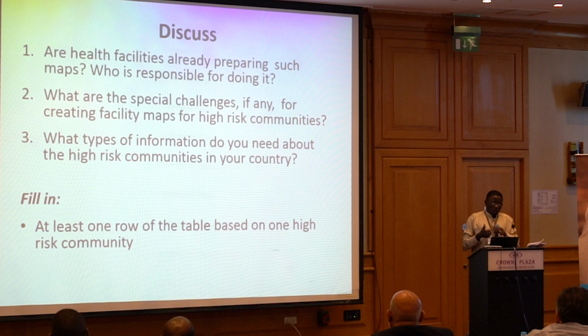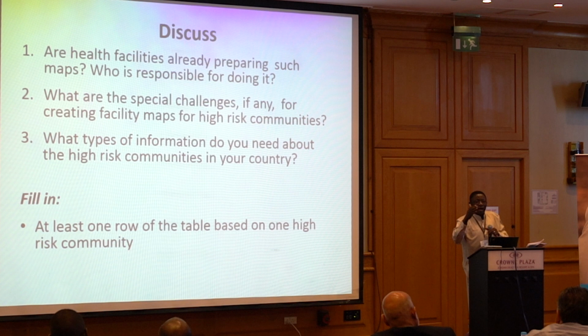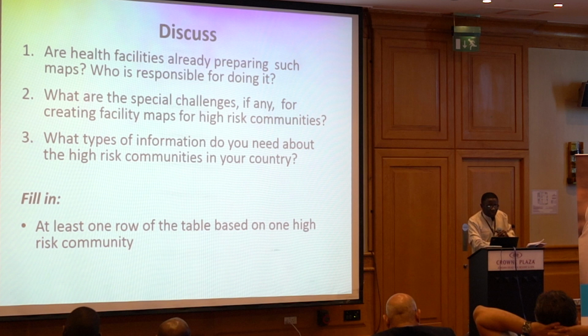What are the special challenges, if any, for creating facility maps for high-risk communities? And I've said how these high-risk communities are going to be identified in the general process. Because as you sit with the VHTs, they will tell you. Like I was with my colleagues from Jordan, they said, we have known there are some Pakistani refugees who are casualty bearers in some areas. And that is wonderful. But how did they know? Once you ask them, they must have got it from the community. So we really need to get those high-risk communities. What type of information do you need about the high-risk communities in your country so that you can serve them?